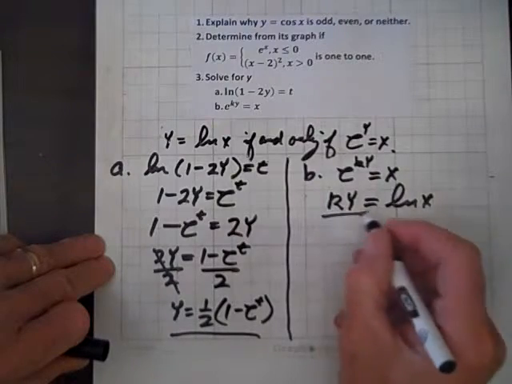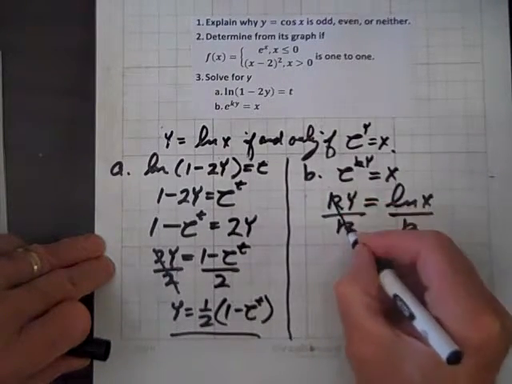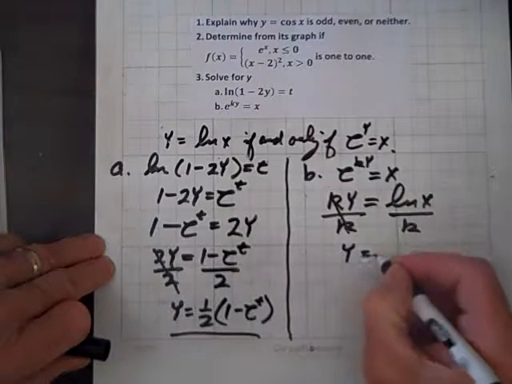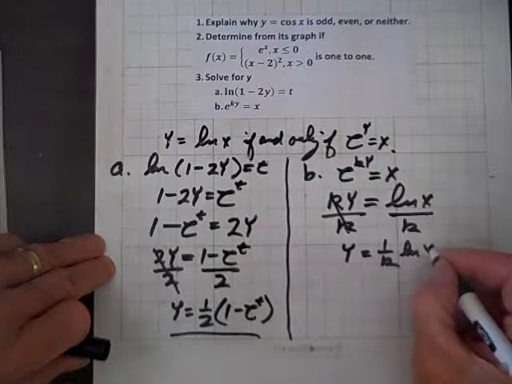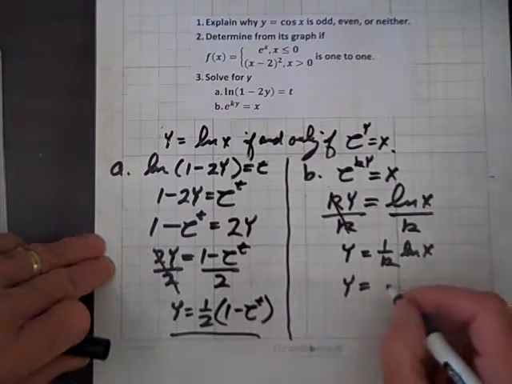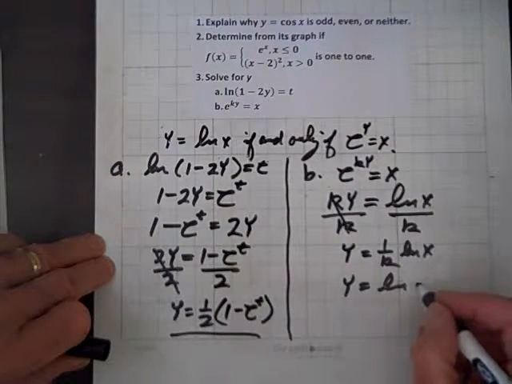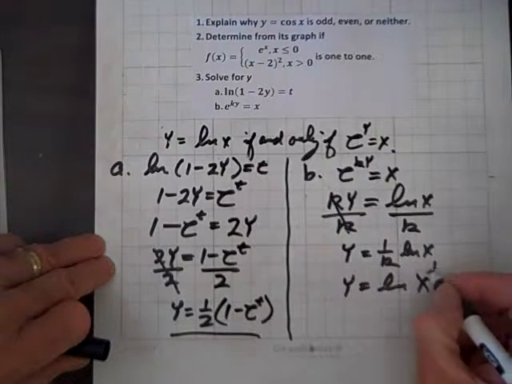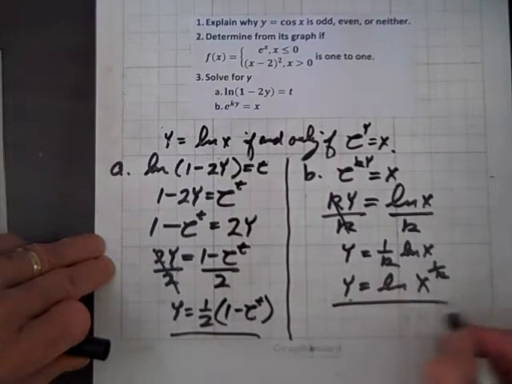Now, to isolate y, we'll divide both sides by k. The k's divide out, and we get y equals 1 over k ln of x. One final step, employing a law of logs, we can write this as ln of x to the 1 over k. And we've isolated y, so we're done.